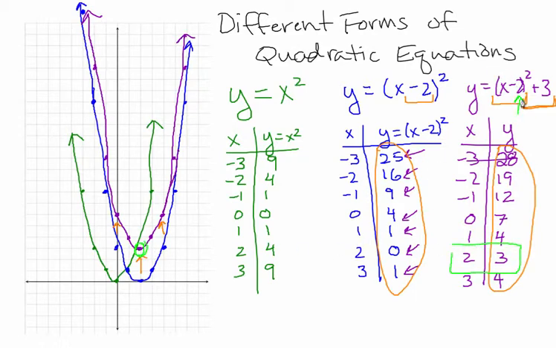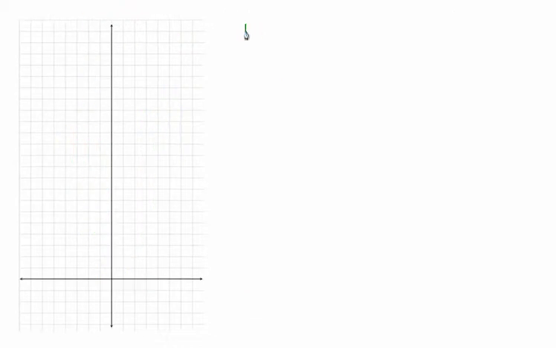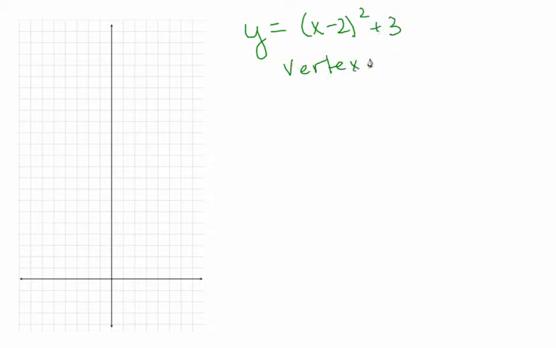So that number here, the 2, that came from subtracting 2 from x, gave us this value of 2 for our vertex. And this value of 3 gave us the y value of our vertex. So this equation right here, y equals x minus 2 squared plus 3, is the equation of a parabola in what we call vertex form, because those numbers right there, the 2 and the 3, tell us exactly where the vertex is. We were just looking at y equals x minus 2 squared plus 3, which is in vertex form, and it tells us that the vertex of our parabola is at 2, 3.